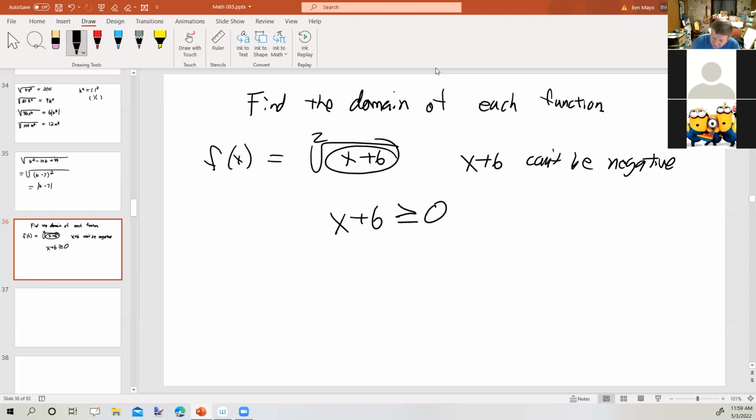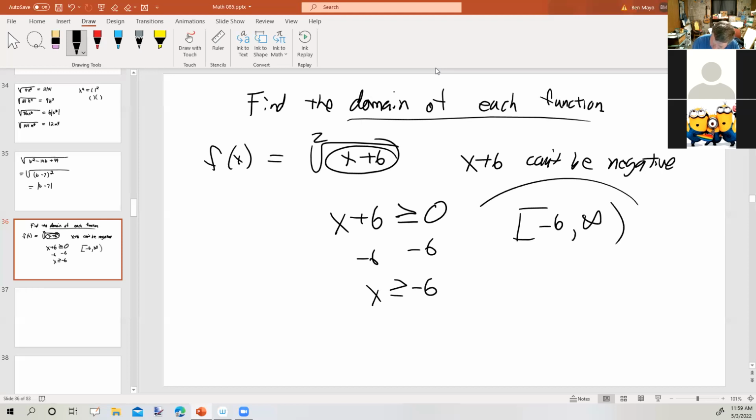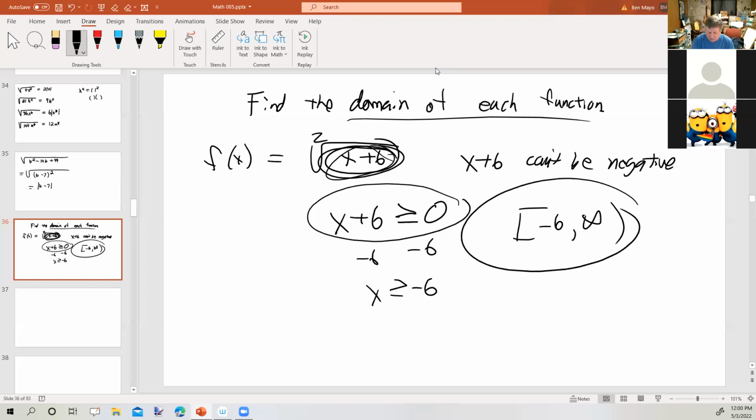Yes. So let's find the domain. Subtract 6 from both sides, x greater than or equal to -6. Writing it in interval notation, it would look like that. So there's your domain. If x is -6 or greater and you plug it in there, you're taking the square root of 0 or greater. You're not taking the square root of a negative number. So all I did was take the radicand and make it positive or 0, and then solved for x.